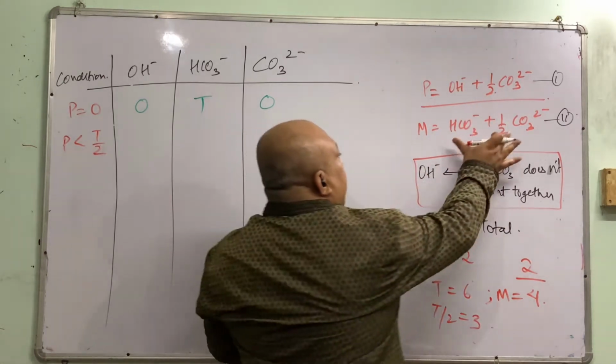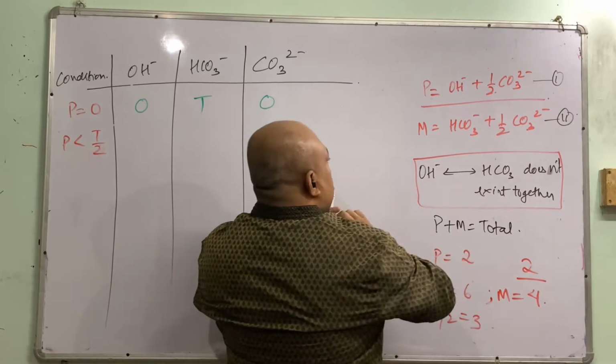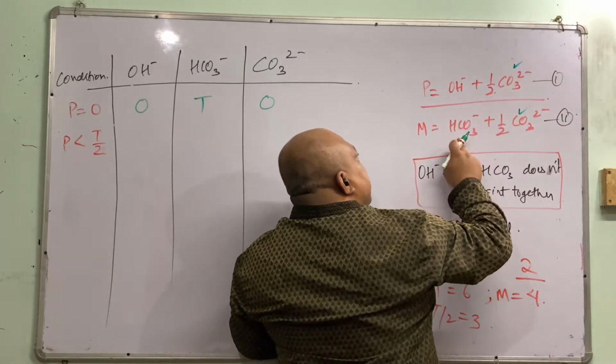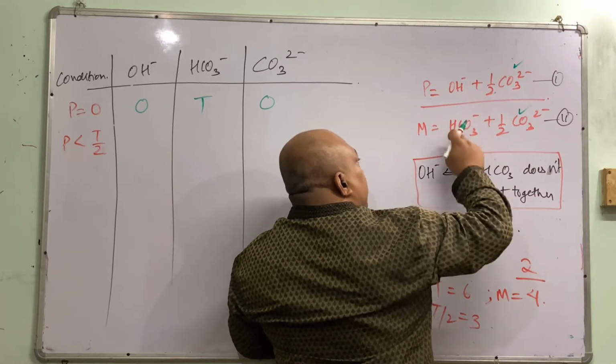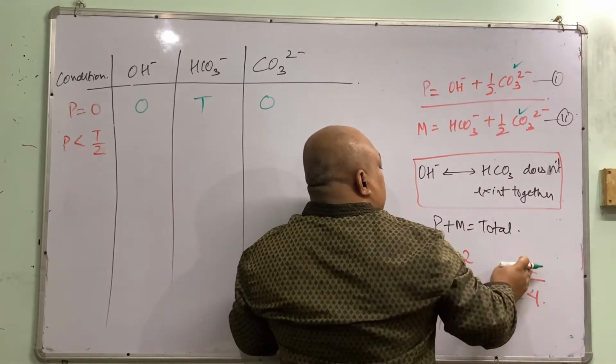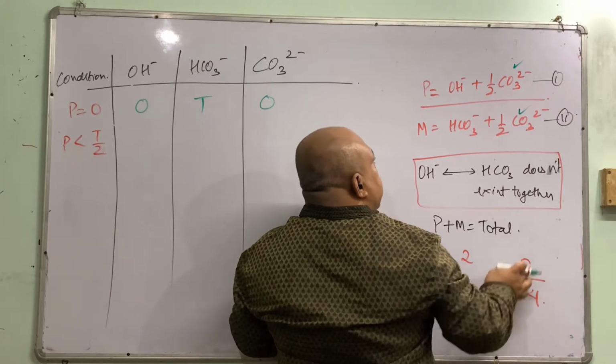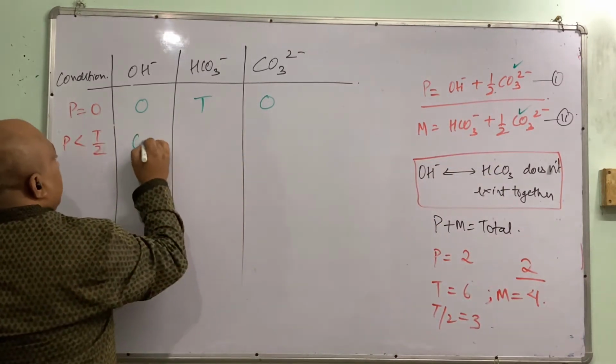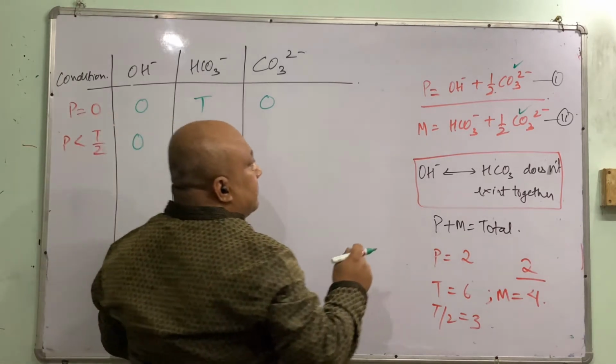Because if this is present, OH cannot be present, because one is acid, one is base. So if P is less than T by 2, it means OH is 0.